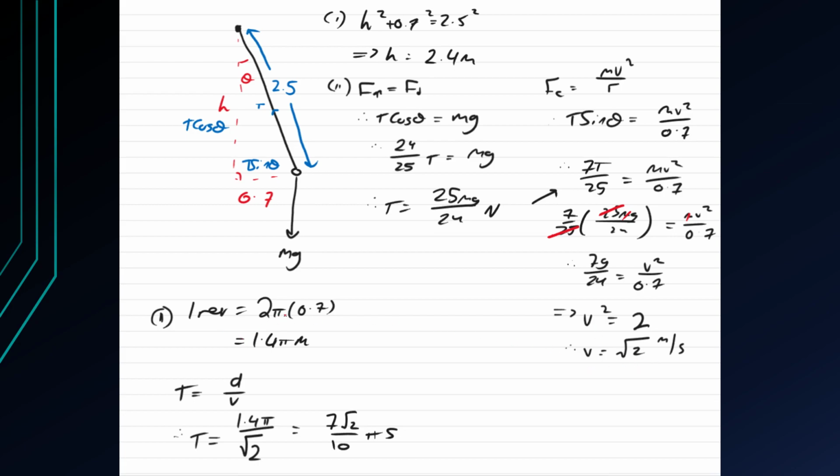So one revolution is 2 pi times the radius, so 1.4 pi meters. So time is distance over the linear speed. So it's 1.4 pi over root 2, which simplifies to 7 root 2 over 10 times pi seconds, which is exactly what we were looking for.